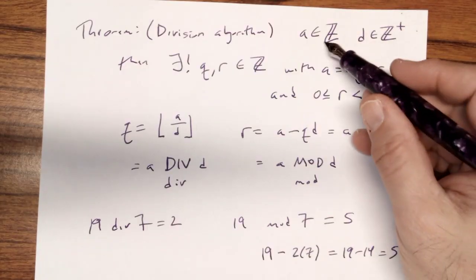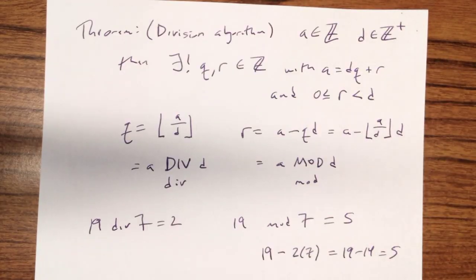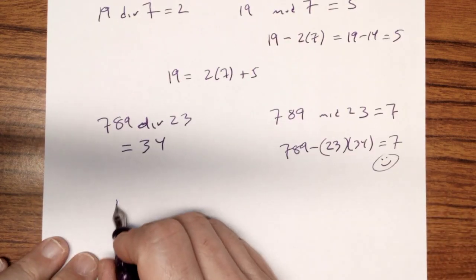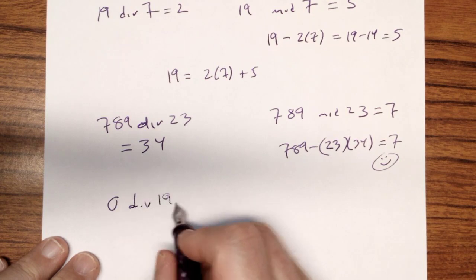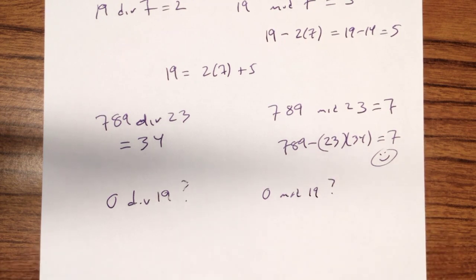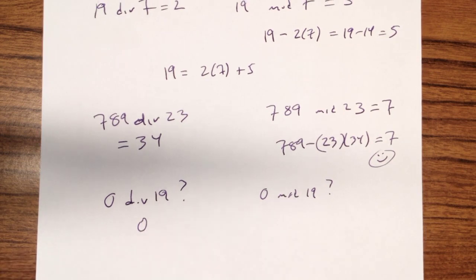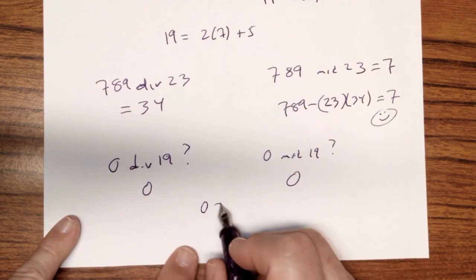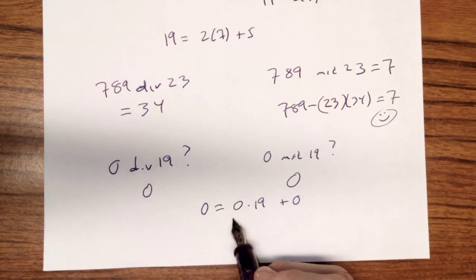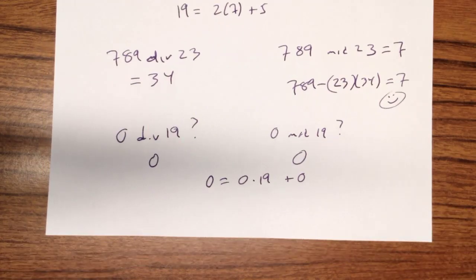Please note up here, a can be anything. d must be positive. If a can be anything, what's 0 div 19 and 0 mod 19? Wait a minute, I'm dividing by 19. 0 over 19 is 0. But it also has 0 left over, because 0 is 0 times 19 with 0 added. My quotient is 0, my remainder is 0. That's right.